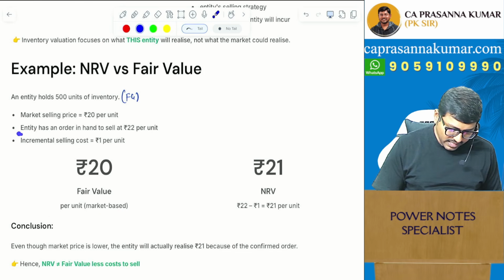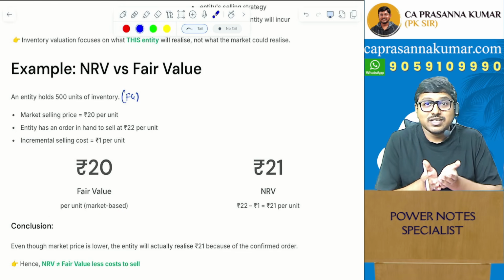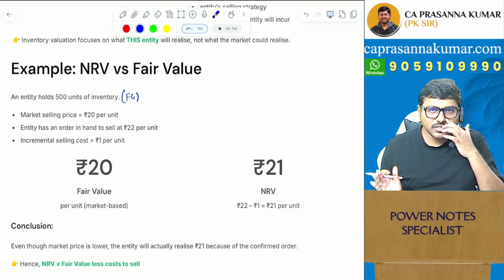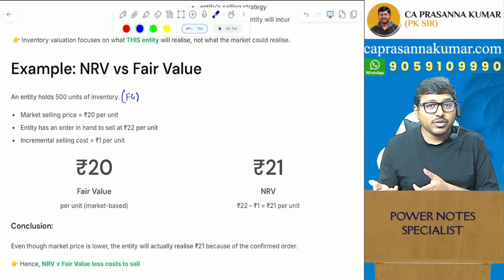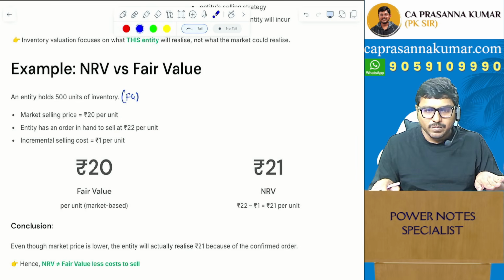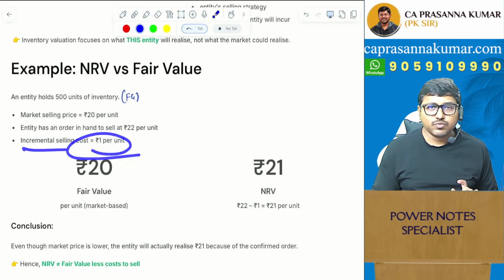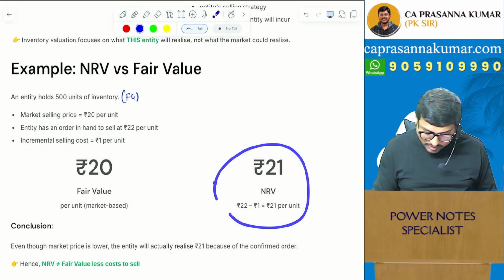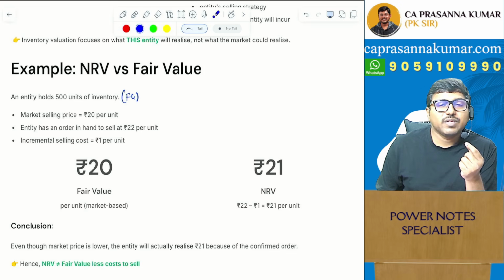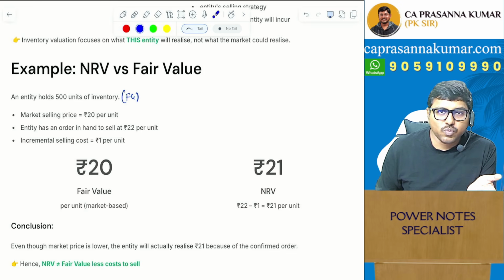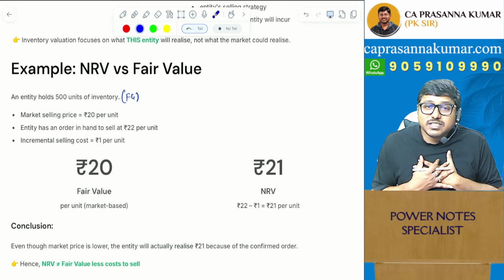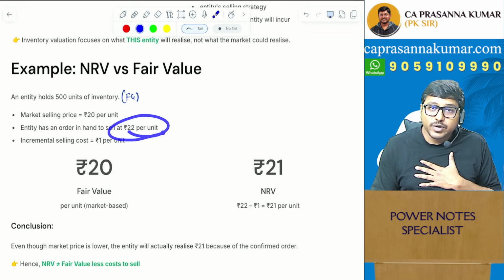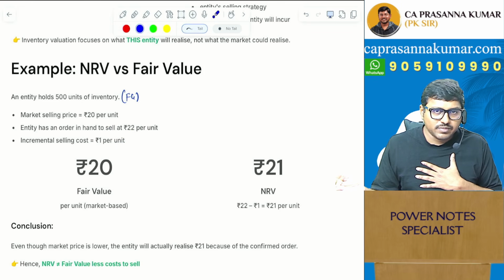However, entity has an order in hand which is specific to the entity. All the entities do not have this. Got it? Where you are able to sell it at 22 per unit and the order is confirmed. And for that, let's say incremental selling cost is 1 rupee. In that case, the NRV is 21, not 20. So many times we feel that fair value is nothing but NRV. The answer is no. So as a company, as an entity, for me, there is a specific customized order of 22 per unit. I can sell it at 22 per unit.